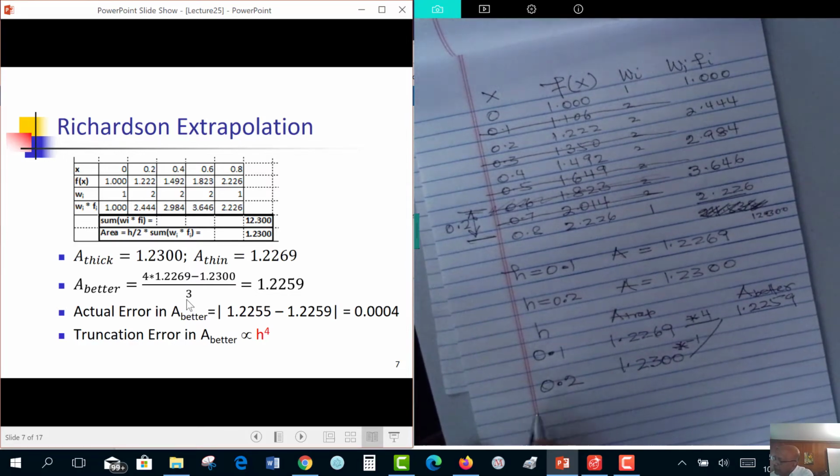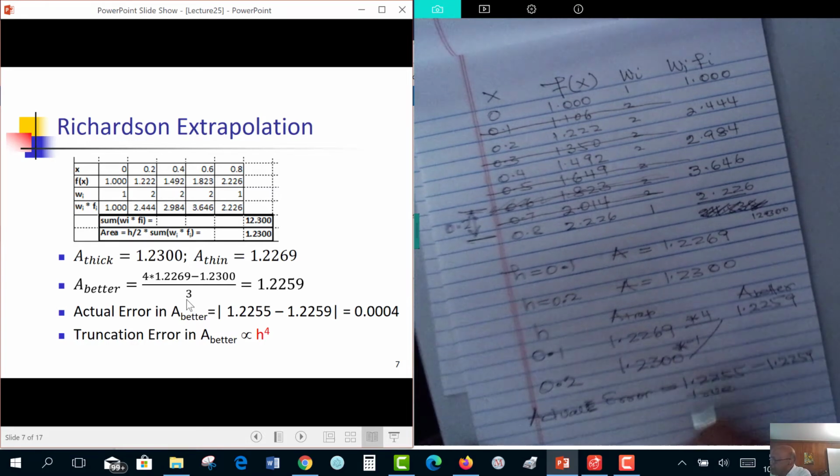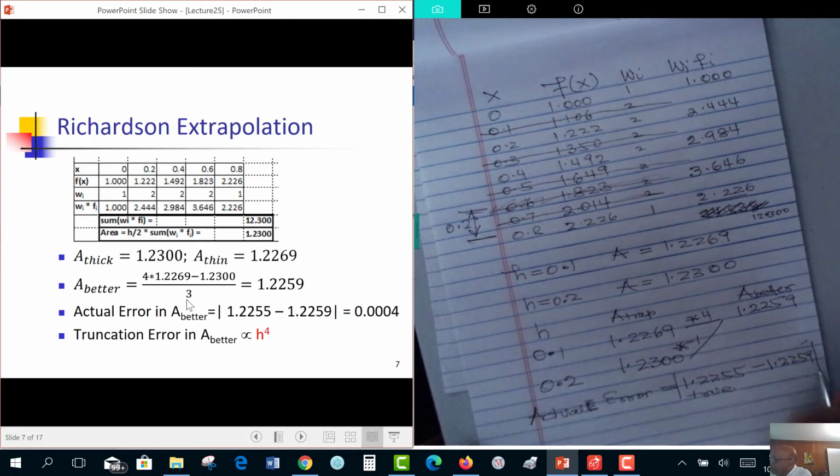Okay, so you may remember actual error. Our true value was 1.2255. Remember, this was the integral of e to the power x. Our approximation is 1.2259. This is our A beta.